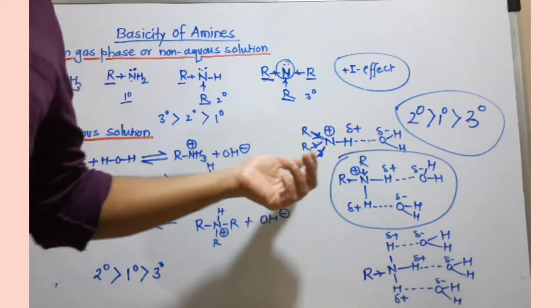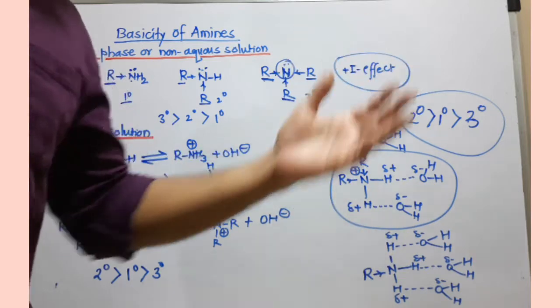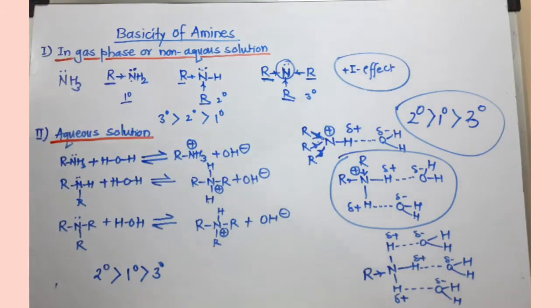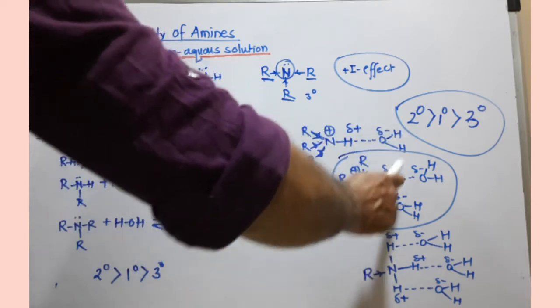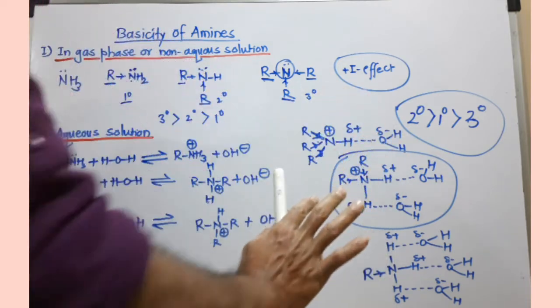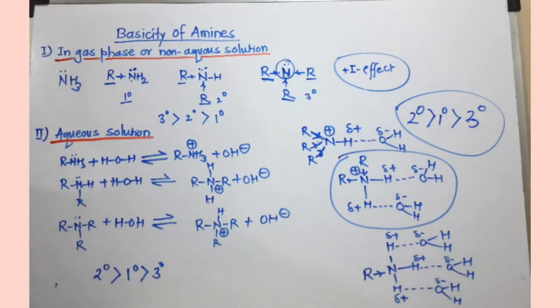In case of tertiary, you can see there is more crowding actually. So that is another factor which we can consider. But the solvation of this cation is also considered to decide the basicity of the primary, secondary and tertiary amines in case of aqueous solution.